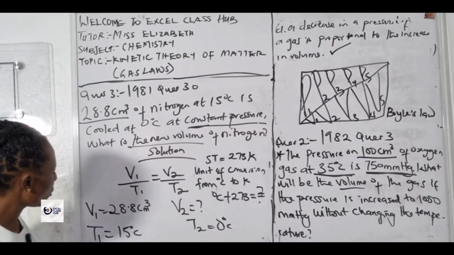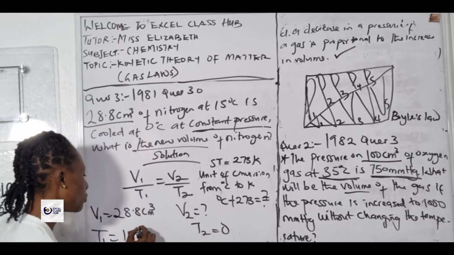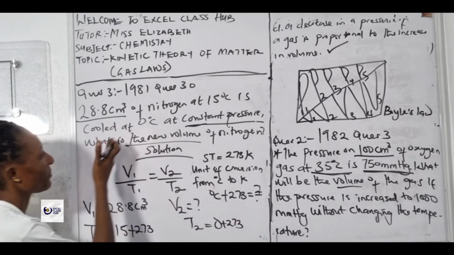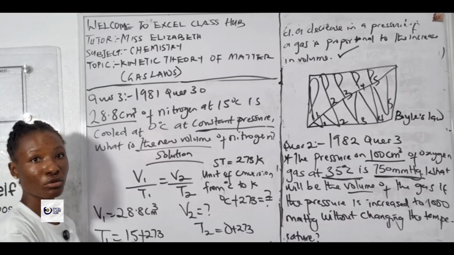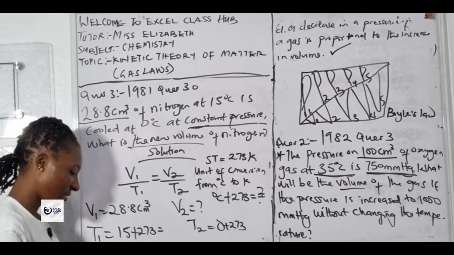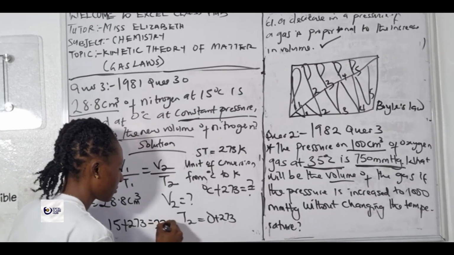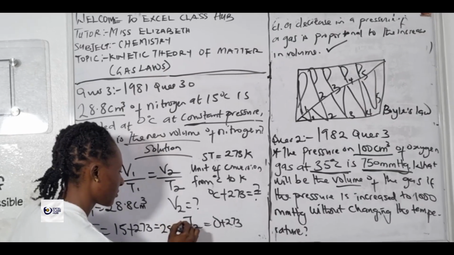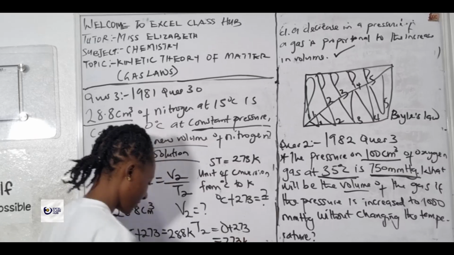So what we need to do is to convert our degrees Celsius to Kelvin by simply adding 273. Mind you, I didn't tamper with the pressure when we were calculating this. We only deal with temperature, converting degrees Celsius to Kelvin. 15 degrees Celsius to Kelvin becomes 15 plus 273, which is 288 Kelvin. And 0 plus 273 gives us 273 Kelvin.